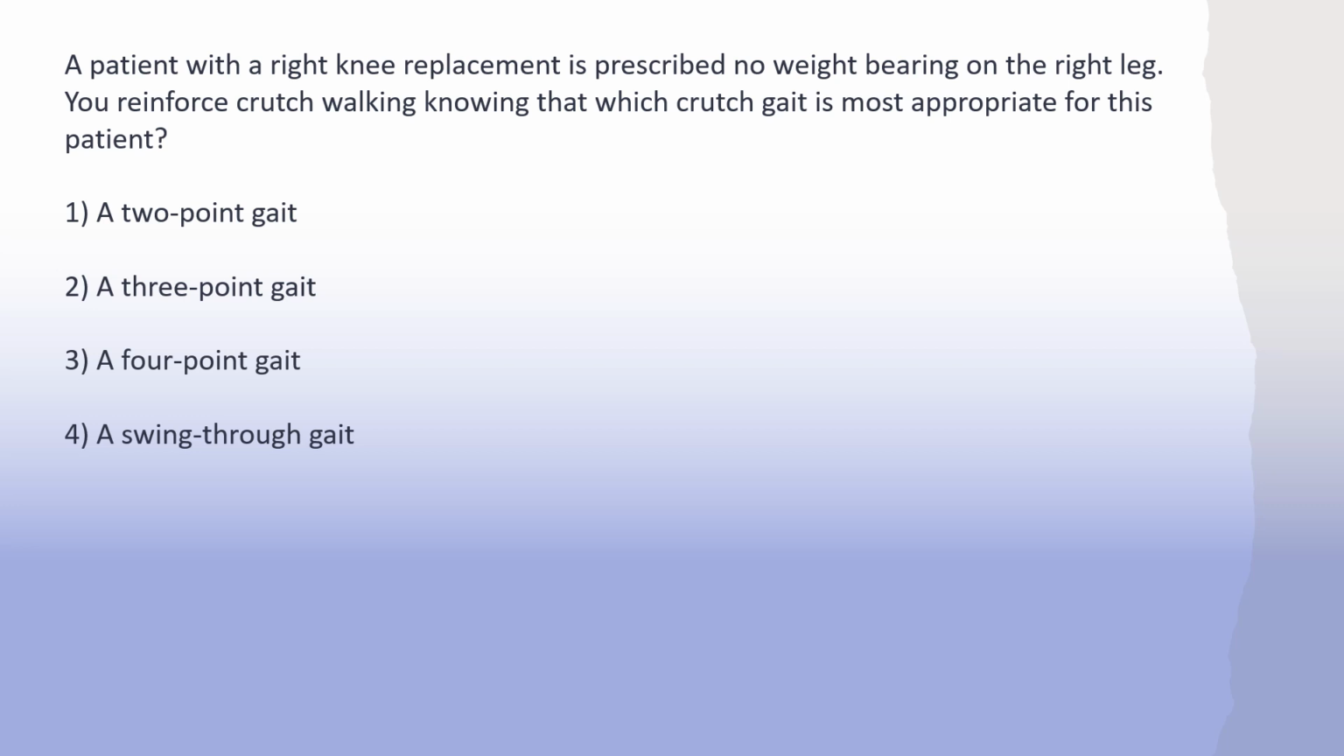A patient with a right knee replacement is prescribed no weight bearing on their right leg. You reinforce crutch walking knowing that which crutch gait is most appropriate for this patient. 1. A 2-point gait. 2. A 3-point gait. 3. A 4-point gait. 4. A swing through gait.